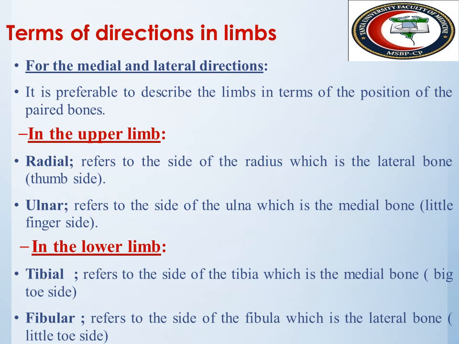In the limbs, anatomists prefer to use other terms rather than medial and lateral. In the upper limb, we use radial, which refers to the side of the radius, the lateral bone of the forearm, and it means that it is towards the thumb side. The term ulnar means medial, or refers to the side of the ulna, the medial bone of the forearm, and it means that it is towards the little finger side. In the lower limb, tibial means medial, and it refers to the side of the tibia or towards the big toe side, while fibular refers to the side of the fibula, the lateral bone of the leg, and it means it is towards the little toe side.